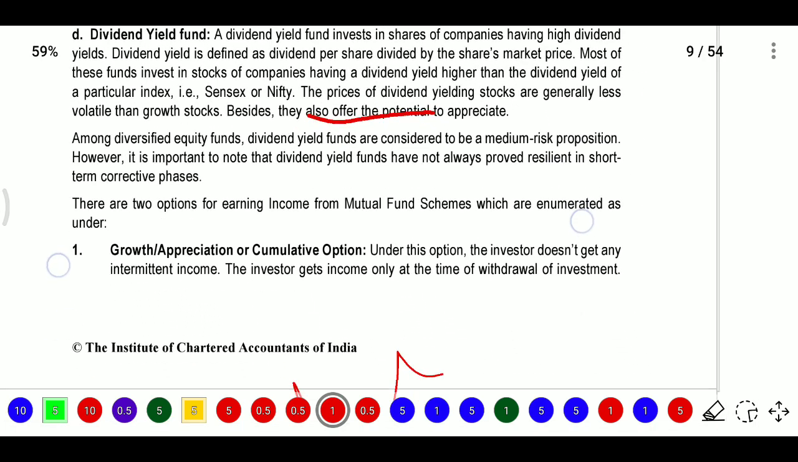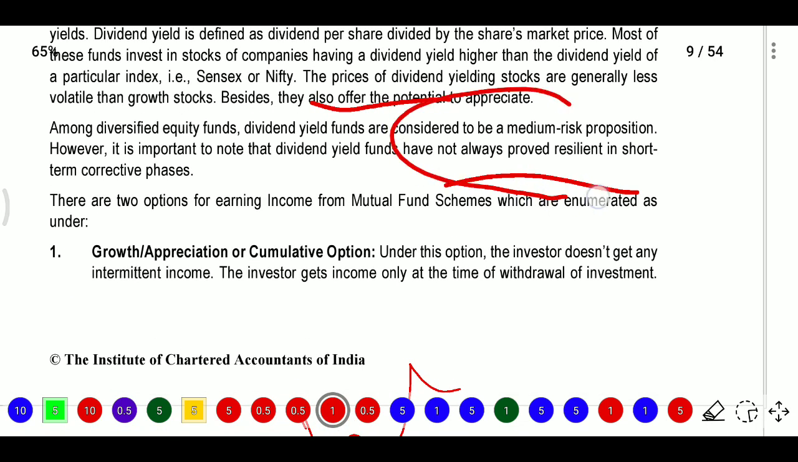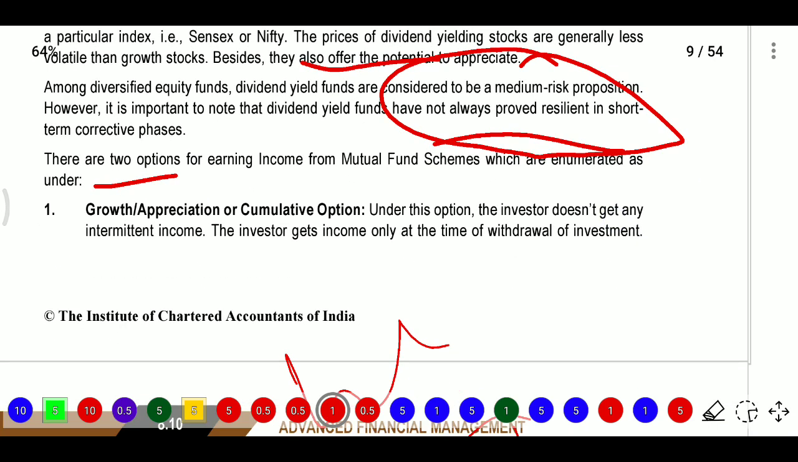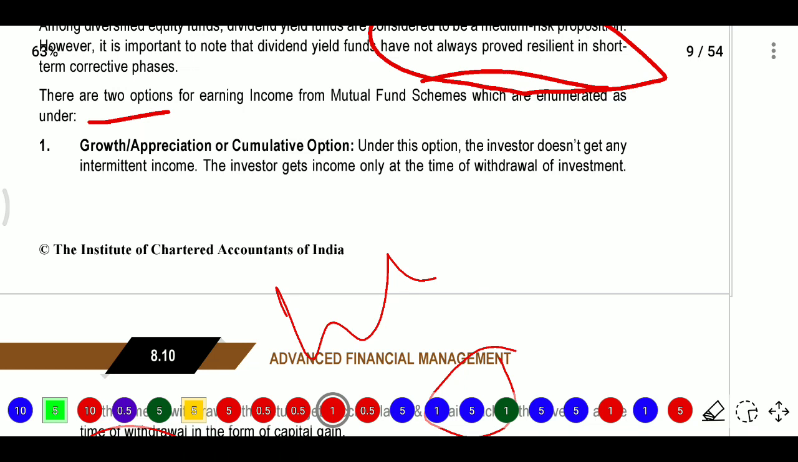Among diversified equity funds, dividend yield funds are considered to be of medium risk proportion. However, it is important to know that dividend yield funds have not always proved resilient in short term corrective phases. There are two options for earning income from a mutual fund scheme, which are enumerated as under. One is the growth, appreciation or cumulative option. Under this option, the investor does not get any intermittent income.